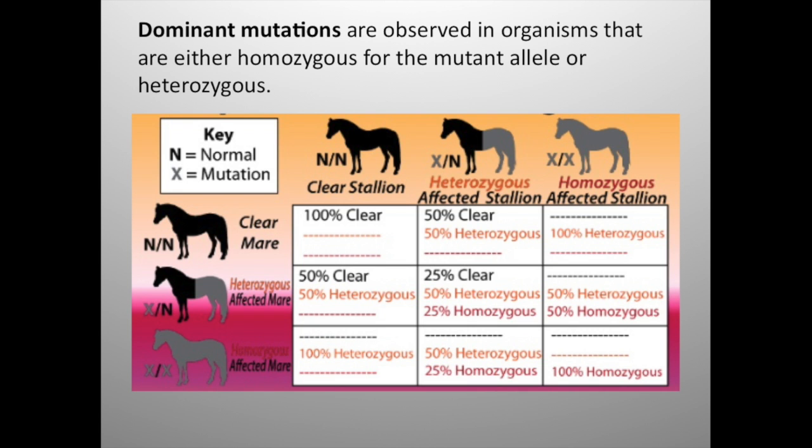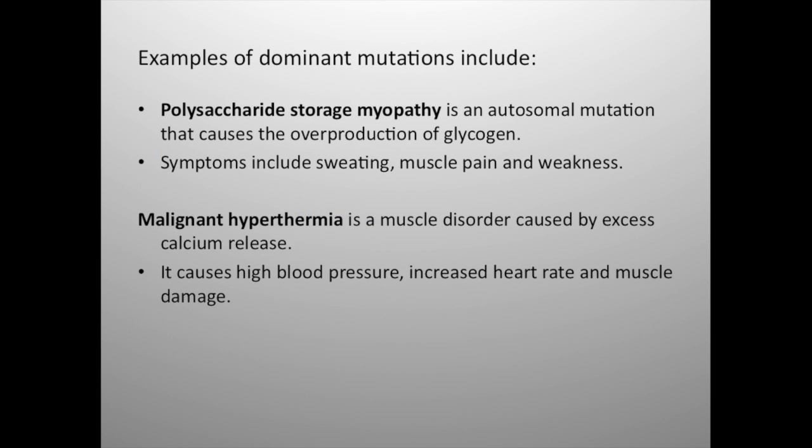Dominant mutations, on the other hand, are observed in organisms that are heterozygous. They only need to have one mutant allele for it to be observed. But let's not forget that they can also be homozygous, carrying two identical alleles of the mutant gene. One example of this is polysaccharide storage myopathy. Horses with this condition tend to overproduce glycogen, so they store excess sugar that is not easily accessed. This causes several symptoms like muscle pain, weakness, and sweating.